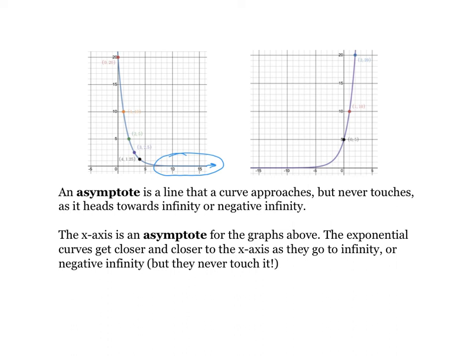On the right, our exponential growth equation, you'll notice that going to the left here, when x's are getting smaller, that line is also hugging the x-axis, but it never crosses it. Okay, it just keeps getting closer and closer to it. That makes the x-axis an asymptote on that one as well. So the x-axis is an asymptote for the graphs above. The exponential curves get closer and closer to the x-axis as they go to infinity or negative infinity, but they never, ever touch it. Okay, and that is a property of exponential equations. Okay, they will have an asymptote like that.